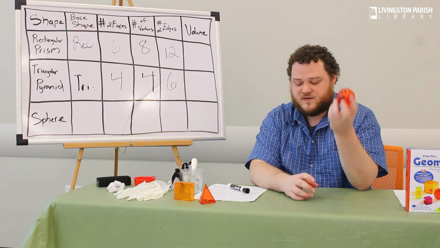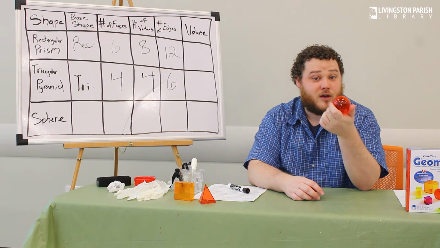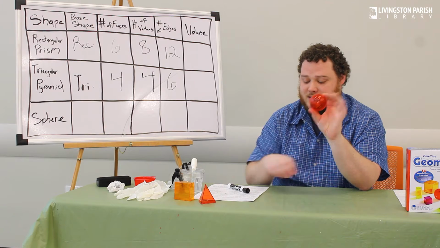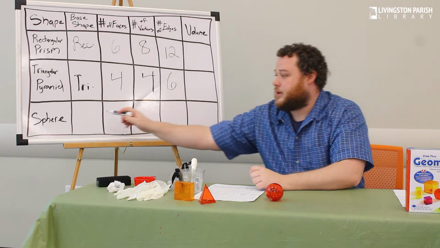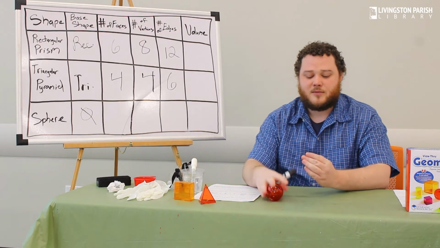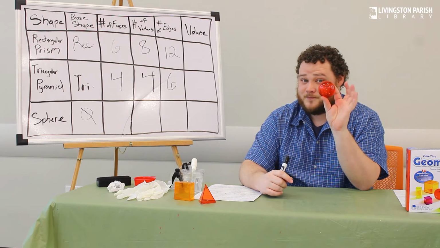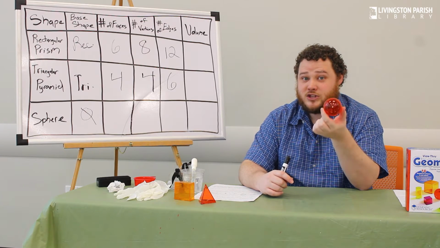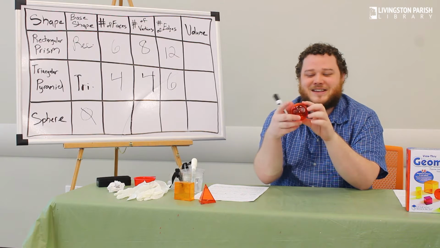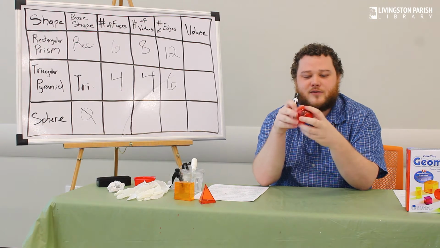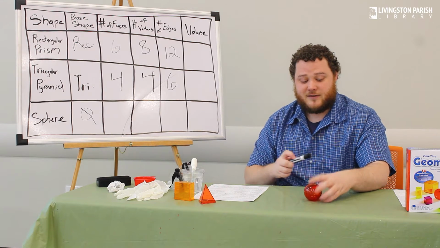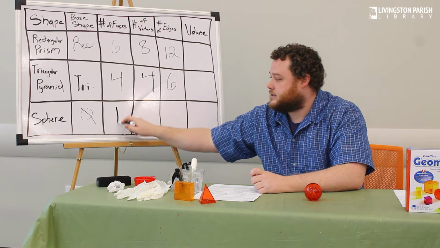So what about a sphere? What is the base shape of a sphere? Any guesses? That's right, it does not have a base shape. There is no base to a sphere. How many faces would you think it has? One giant shape. It goes on for one giant face. It goes on forever and ever, and you can never find the beginning, you can never find the ending, but it does have one face.